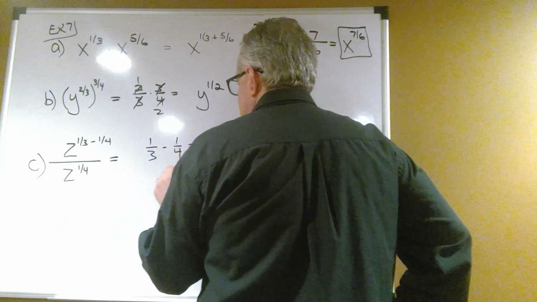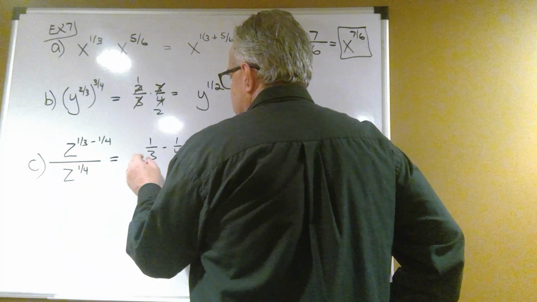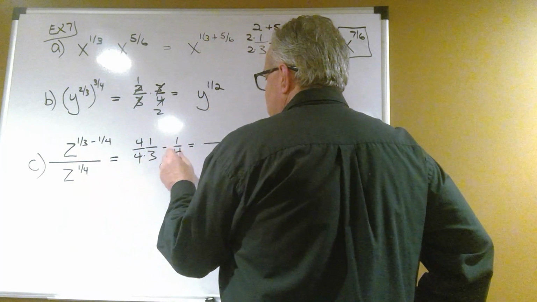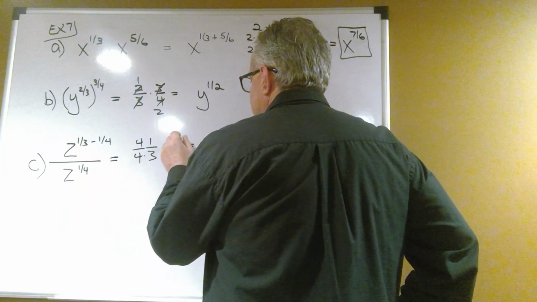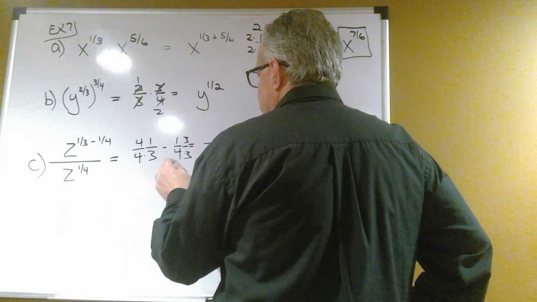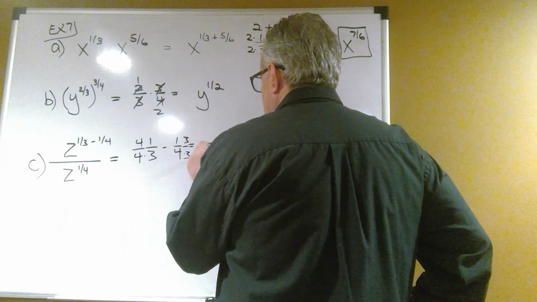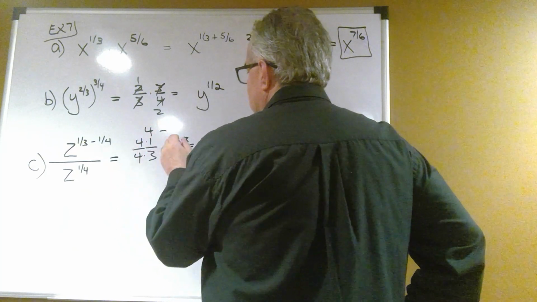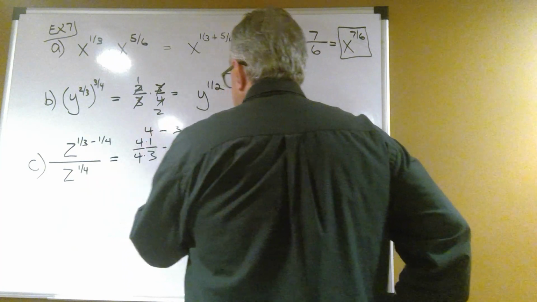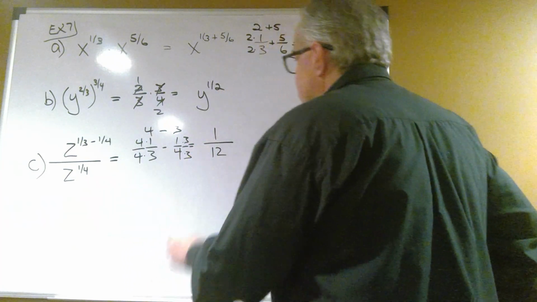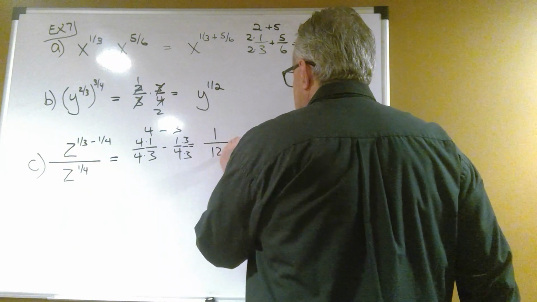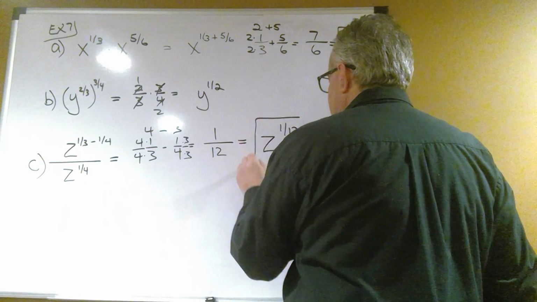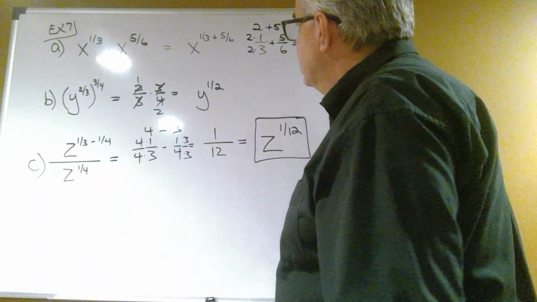Let's get these denominators to be the same. I'll multiply this 3 by 4, top and bottom, and this 4 I'll multiply by 3, top and bottom. So I'm going to end up with a denominator of 12, and the numerator is going to be 4 minus 1 times 3, which is 3. 4 minus 3 is 1. So this ends up being 1 over 12, which is z raised to the 1 over 12. And that's my solution for C.